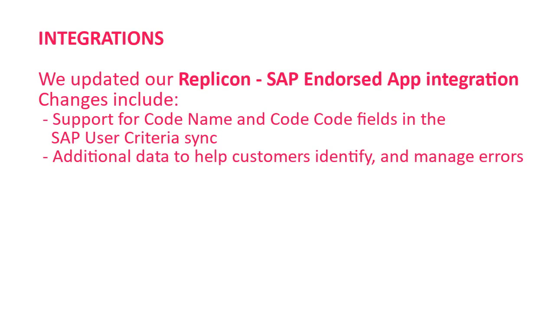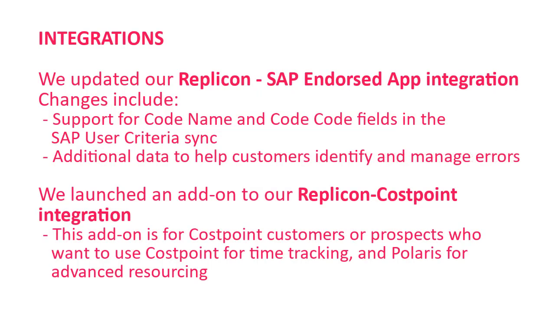We made some updates to our Replicon SAP endorsed app integration, including support for code name and code fields in the SAP user criteria sync, and additional data to help customers identify and manage errors. Finally, we launched an add-on to our Replicon CostPoint integration for CostPoint customers or prospects who want to use CostPoint for time tracking and Polaris for advanced resourcing.